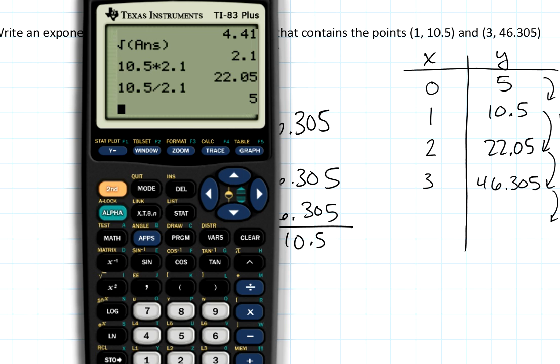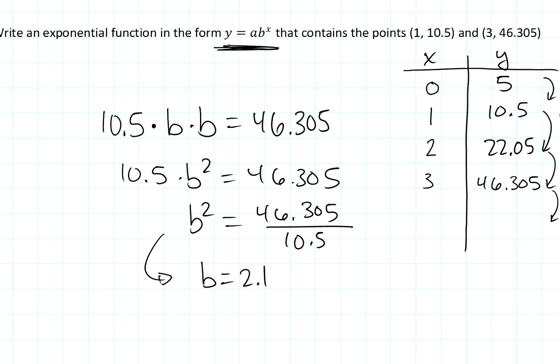So what's nice is now that I know what my common ratio is, I'm multiplying by b, which in each case was 2.1. And now I know what my initial value is right here. This is a, when x is 0, this is my a value. I can write this function: y equals a, which is 5, times b, which is 2.1, raised to the x power.